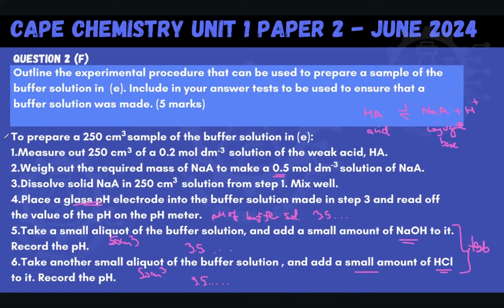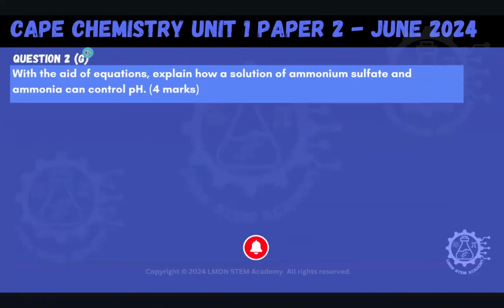Okay, so let's go ahead now, clear this. Part G says, with the aid of equations, explain how a solution of ammonium sulfate and ammonia can control pH, right? Just a while ago, when we spoke about how we would make a buffer solution in the lab, we highlighted the two key elements that you need whenever you're making a buffer solution, and they've given us them here.